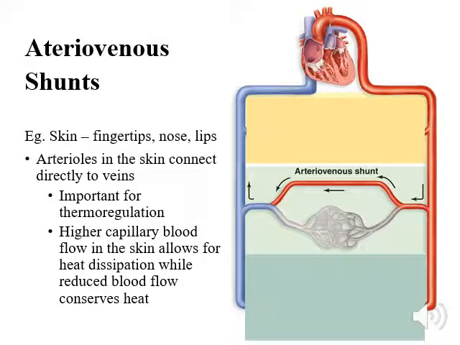The arteriovenous shunt is quite important. It's found in the skin, so in our fingertips, our nose, even our lips. And this is when the arterioles in the skin will contract to direct the blood away from the capillary bed and to shunt it into the exiting venule. This is very important for thermoregulation. High capillary blood flow will allow for skin to dissipate a fair amount of heat, while a reduction in blood flow through the capillaries will allow for preservation of heat.